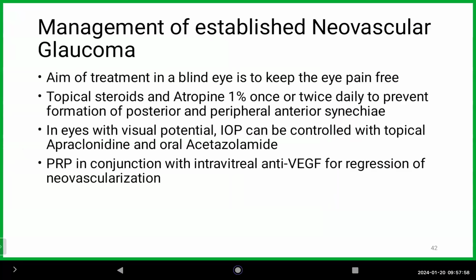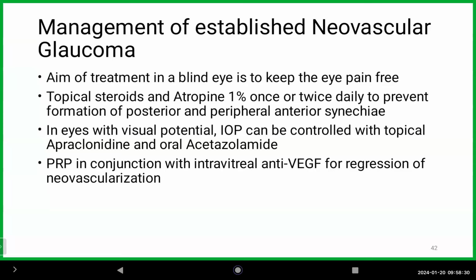Yes. Okay. So I was talking about the management of neovascular glaucoma. The aim of treatment for a patient that has a blind eye is to keep the patient free of pain, and you can achieve that by giving topical steroid and then topical atropine twice or once daily in order to prevent peripheral anterior synechiae or posterior synechiae.